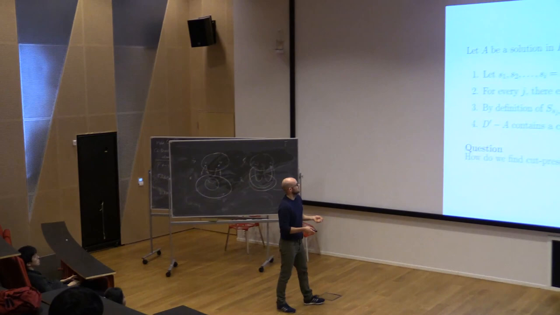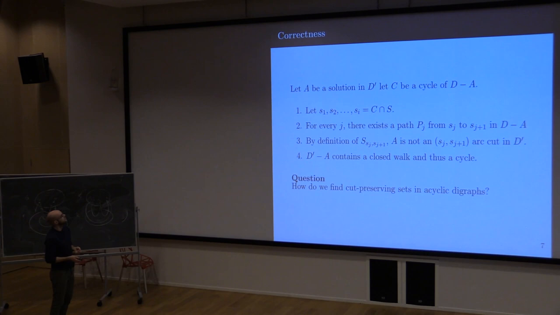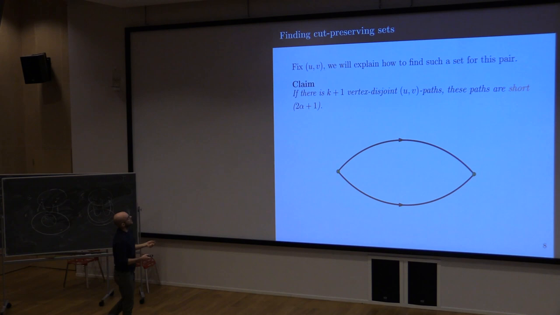This is good. And now the question is, how do we find these small cut preserving sets in a digraph? This is actually the hard part of the proof, and also the one that I will not show completely. All right, so now we've fixed two vertices U and V, and I'll try to explain how we can find such a set.